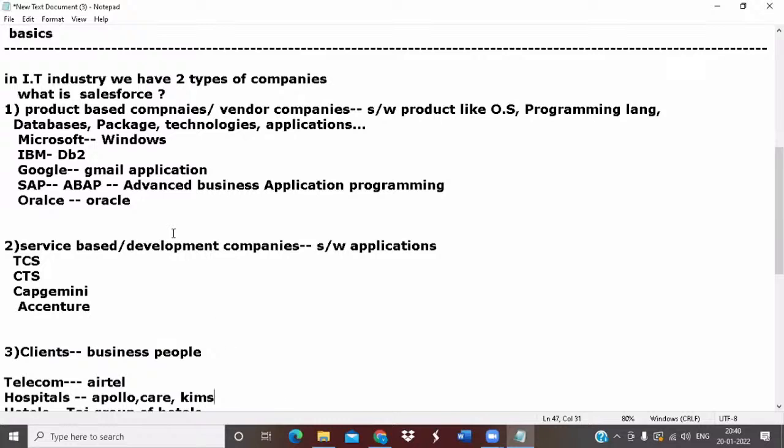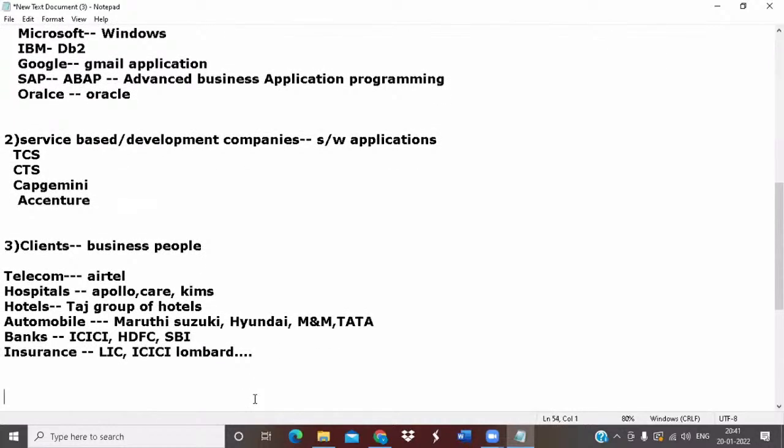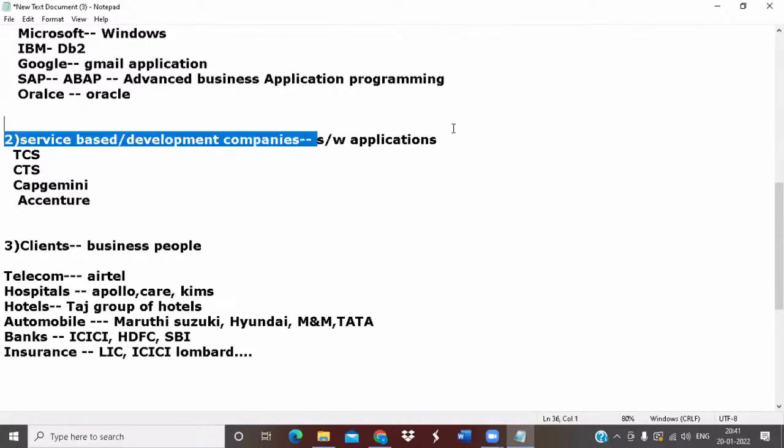So there are three important key players in IT industry. First player is vendor companies. Second is development companies. And the third one is clients. Vendor companies develop software products. Using those products, development companies develop software applications as per the client's requirement. So if you go to any bank, any hospital, any shopping mall, any restaurant, wherever you go, they are using what? Software applications in their business.